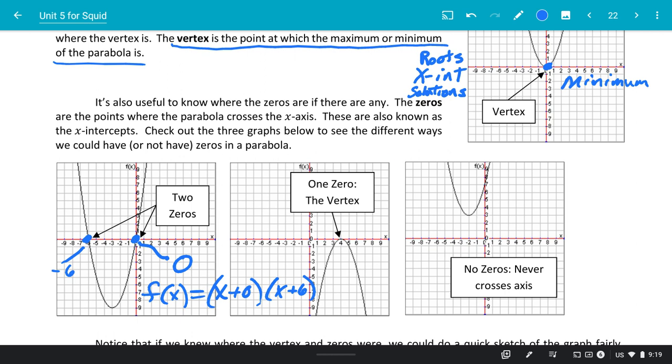This particular one, the second one, has only 1 zero. And that's the vertex. Why does it only have 1 zero? Because it only touches the x-axis one time. What about this one? It has no real zeros. Let me say that again. It has no real zeros.